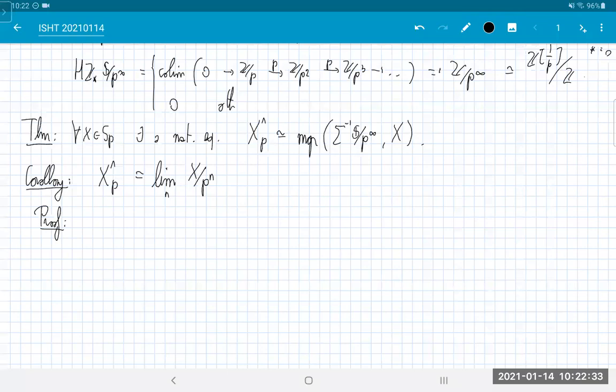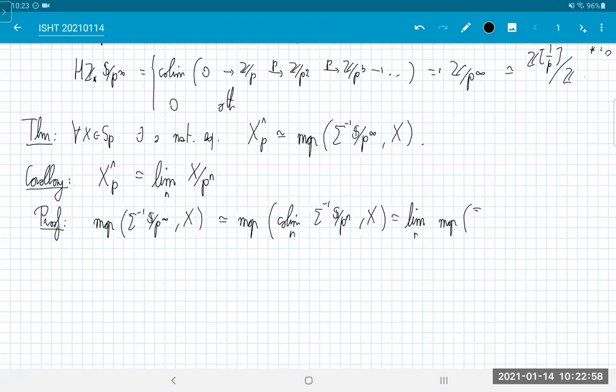So what is maps from sigma inverse S mod P infinity into X? Well, that's the same thing as maps from the colimit over n of sigma inverse S mod P to the n into X. Okay, that's just what we see. And we can move the colimit outside. So that's good so far. And now I claim that this guy is exactly X mod P to the n with the obvious maps. And this will conclude our proof.